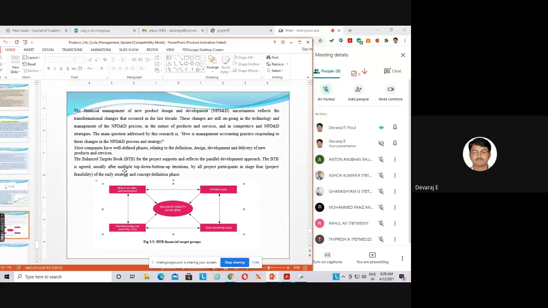In this balanced target book, you will have the NPD cost. NPD means new product design and development cost. So what is the cost we are investing in the first process, that is new product design and development? After this, you can see the total ownership cost, which is the cost the owner is giving.